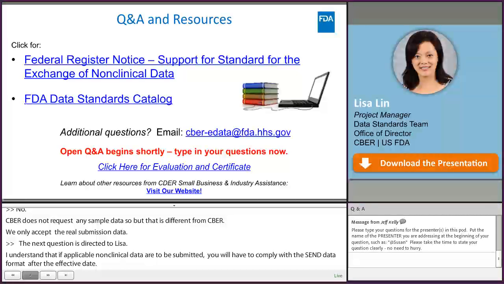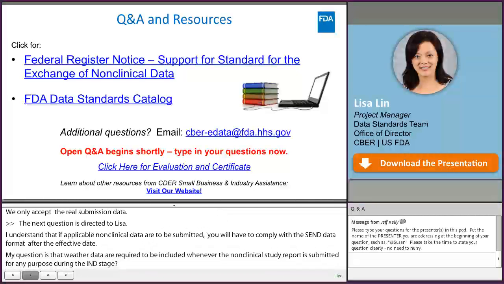Yeah, so usually we do request data submitted with the study report. If there's any challenge or any difficulty, you can discuss with the review division.